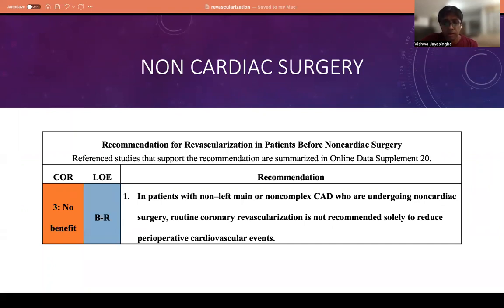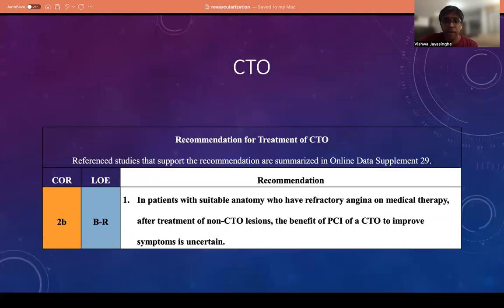So patients who are undergoing routine non-cardiac surgeries, who don't have any left mains, you should not do anything for them. And there's an interesting recommendation about CTOs. CTO also has been downgraded. Treatment of CTO for the prognostic mandate has been downgraded.